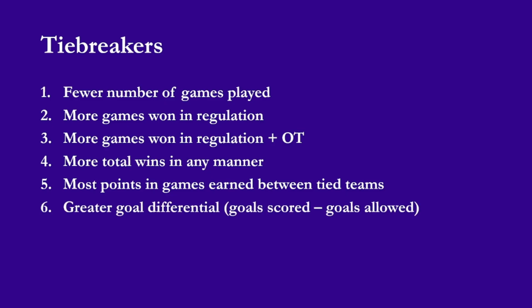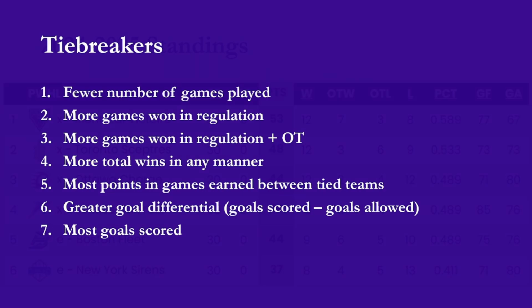If still tied after this, it goes to goal differential. So you subtract the goals allowed from the goals scored, and whichever team has the higher number has the better seeding. And lastly, it's most goals scored between the tied teams. I don't know what happens after this. It's incredibly unlikely a tie in the standings would ever get this deep into the procedure. But if it ever does, we'll all find out together what the next step is.